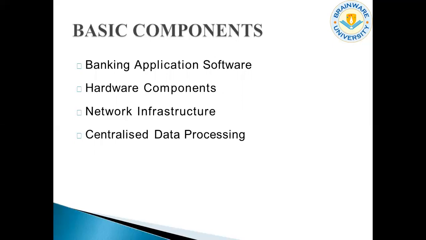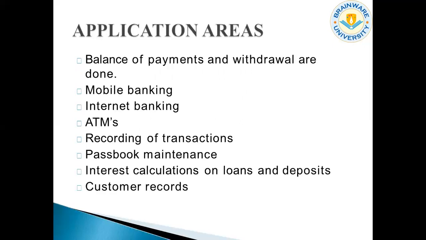Now, there are four basic components of core banking. First, there should be application software, which will allow not only data storing in the main server, but also the different nodes, or all the missions of the branch. Obviously, the hardware components, and one of the most important, network infrastructure. Without the proper network, core banking is not possible. And a CDP means a centralized data processing unit.